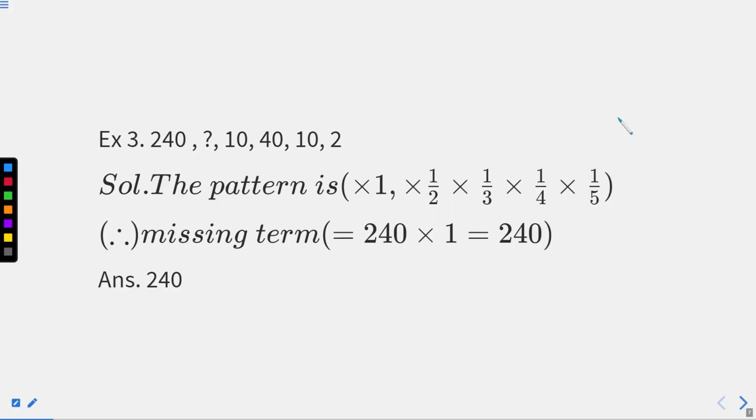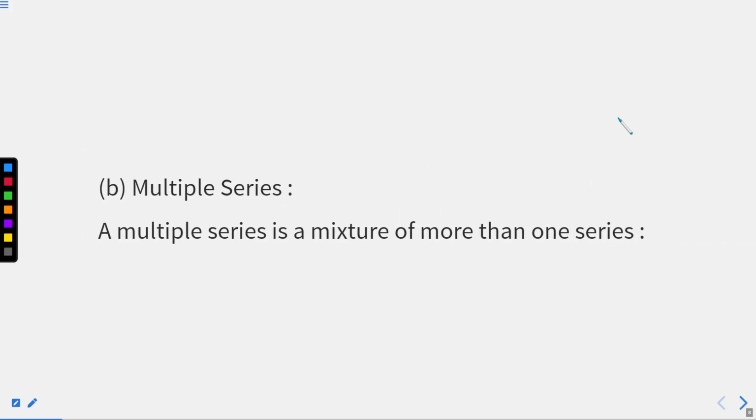I hope there is no problem in following the pattern. The pattern is already mentioned, which is 1 by 2 multiplied by 1 by 3 multiplied by 1 by 4 and so on. I hope this question is clear to everyone. Now we'll move to the next question, which is a multiple type of series.